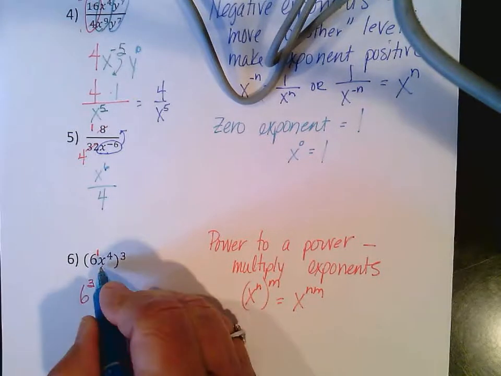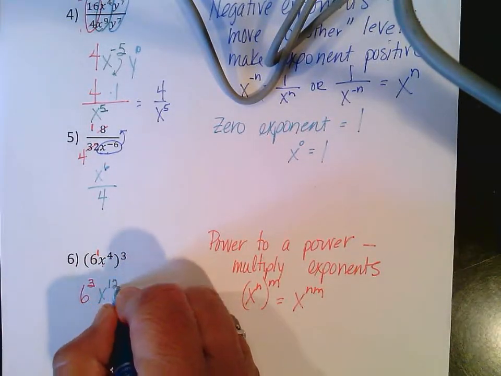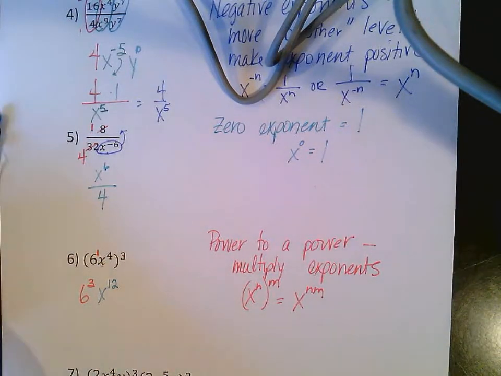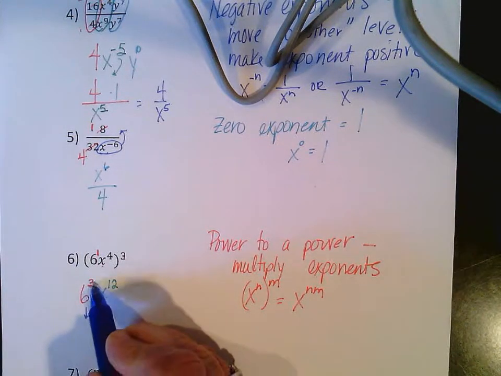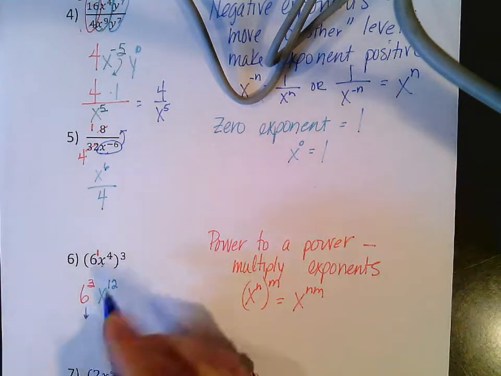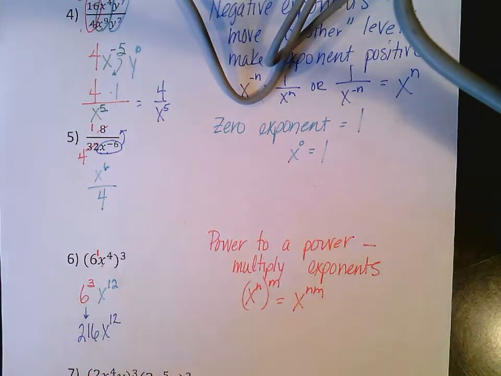My variable is x to the 4th. 4 times 3 is 12, so that's going to be to the 12th power. And then I do need to go ahead on the coefficients and work those out. 6 to the 3rd power is 6 times 6 times 6, which is 216. And then we have x to the 12th.